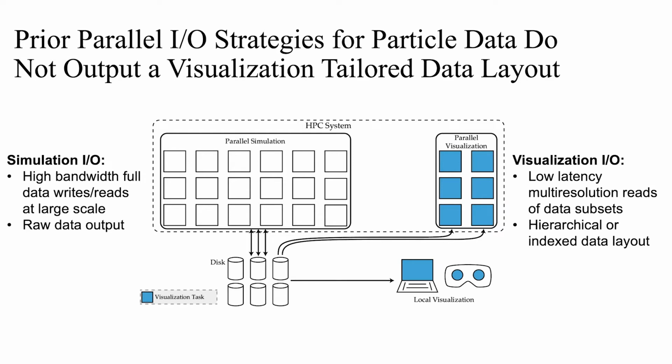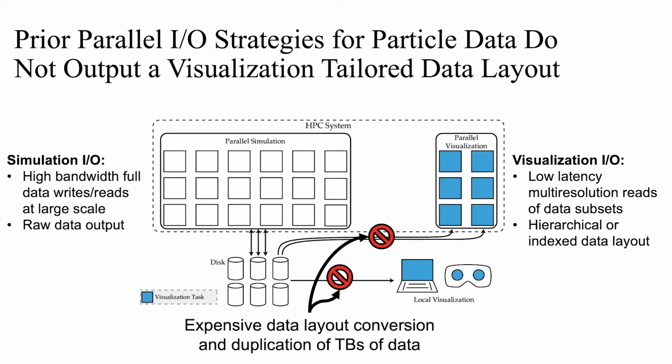However, to support visualization tasks on less powerful or more demanding systems like VR, visualization tasks typically rely on low latency multi-resolution reads of subsets of the data. And these are provided through some form of hierarchical or indexed data layout that allows fast access to subsets of the data or multi-resolution representations of the data. And as a result, there is an expensive data layout conversion and duplication step that typically takes place if the scientist wants to make use of one of these visualization tools that can require the conversion and duplication of potentially terabytes of data.